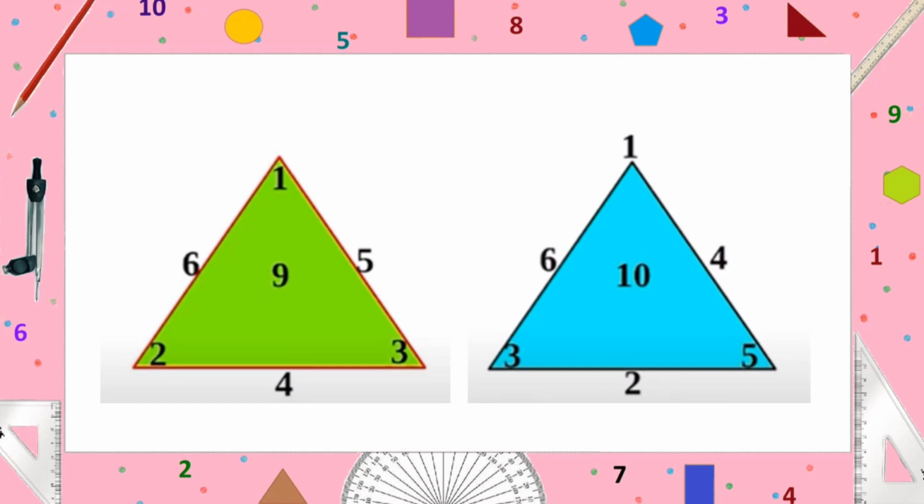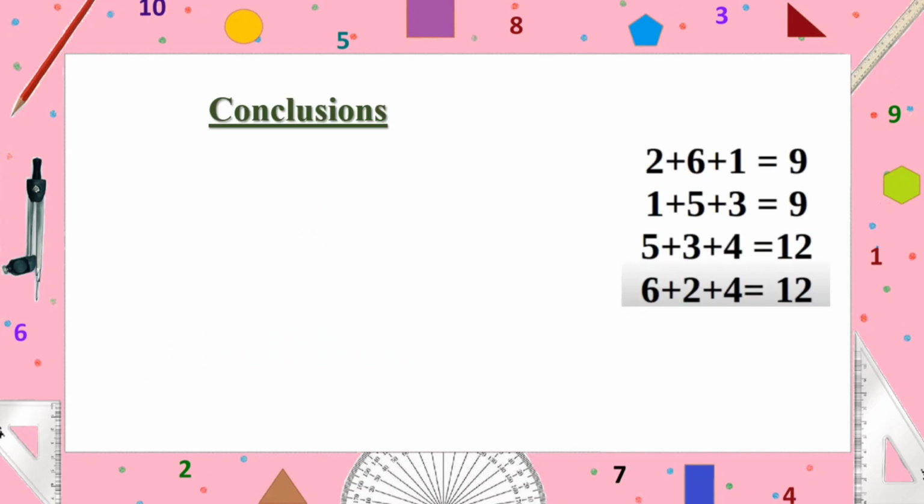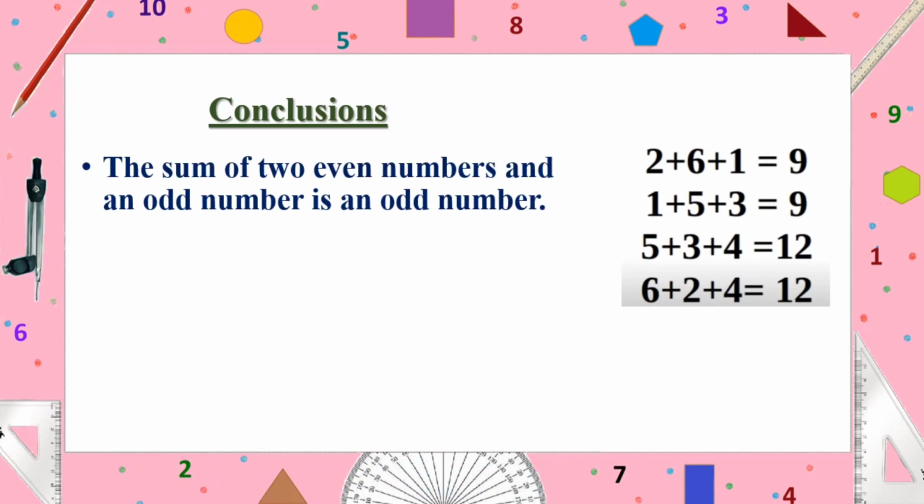So in the first triangle, we have written consecutive numbers at its corners, and in the second triangle, we wrote odd numbers at its corners. From this, we can make some conclusions. Look at this. Here, 2 plus 6 plus 1 is equal to 9. That means two even numbers and an odd number. If we add two even numbers and an odd number, we will get an odd number. This is the first conclusion. The sum of two even numbers and an odd number is an odd number.